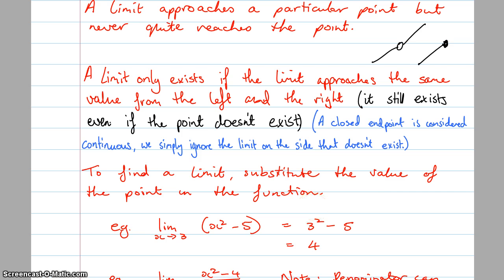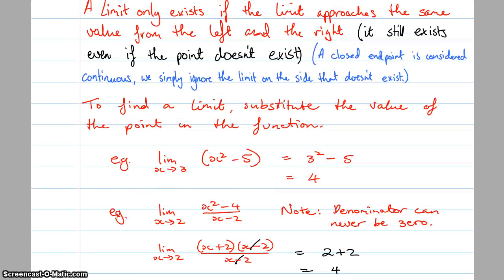Sometimes it's not all that straightforward, because sometimes we will get something like this. For the graph x squared minus 4 over x minus 2, you can't actually substitute in x equals 2, because if you do, you get something divided by 0. And the denominator can never be 0.